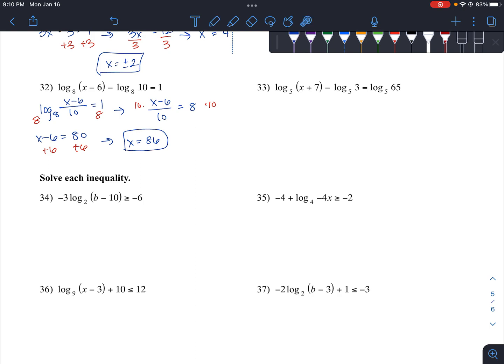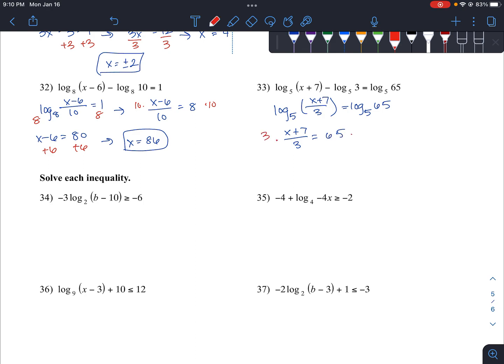33. I have two logarithms here, base 5, so I'm going to condense that into one logarithm. So that would be a logarithm base 5 of x plus 7 divided by 3 equal to a log base 5 of 65. Again, notice that I have logarithms on both sides with the same base, so the logarithms are not necessary to solve the equation. So I'll have x plus 7 divided by 3 equal to 65.